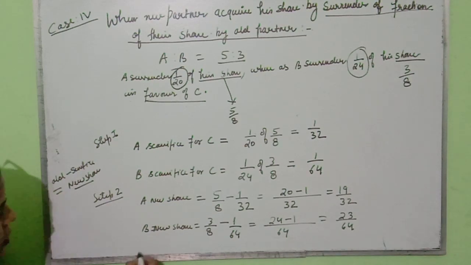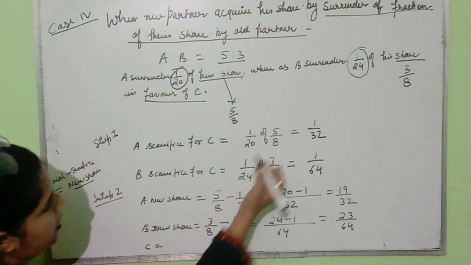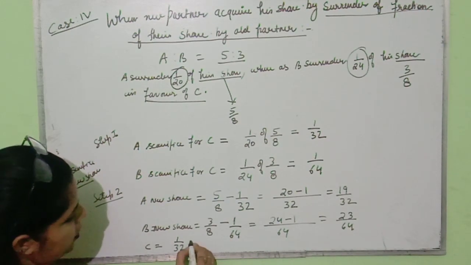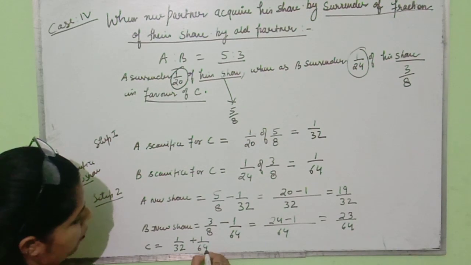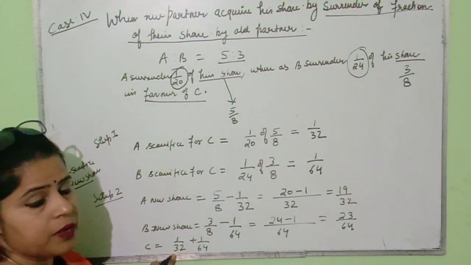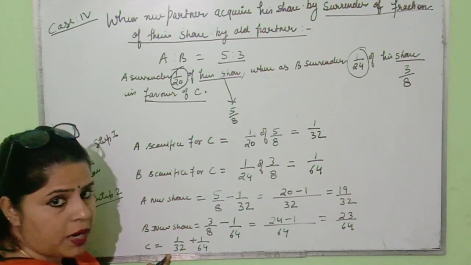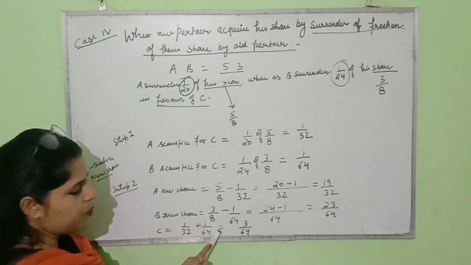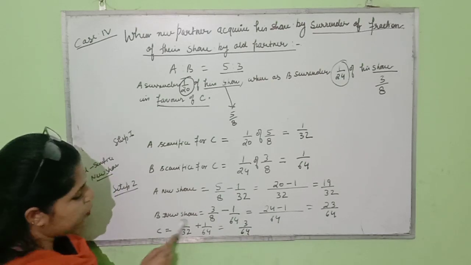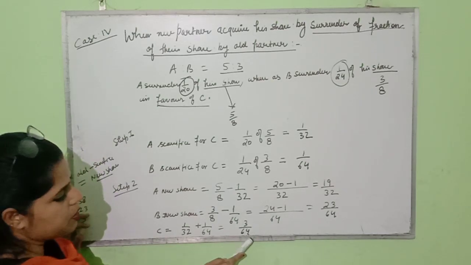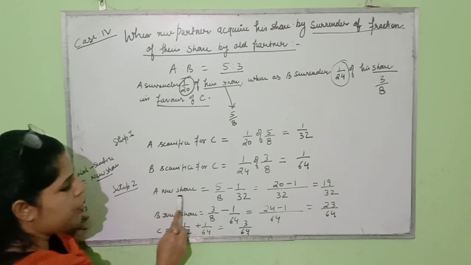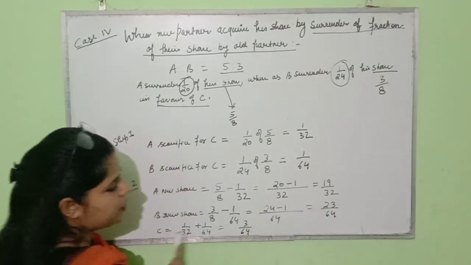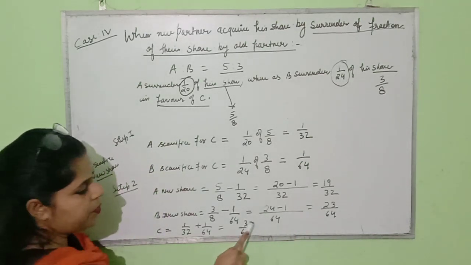23/64. And C we had already calculated. C is getting 1/32 from A plus 1/64 from B. So when we solve it, we will get the share of partner C. C equals 1/32 plus 1/64 equals 3/64. Hence you can see A's new share is 19/32, B's new share is 23/64, C's new share is 3/64.